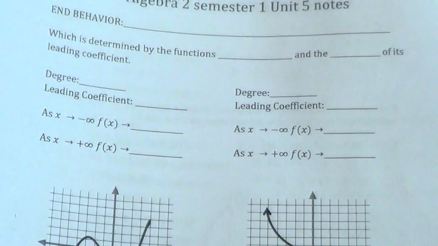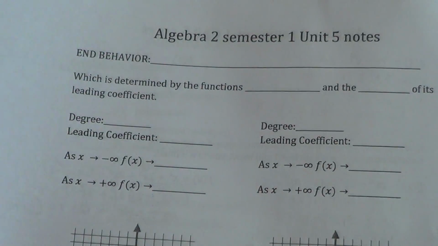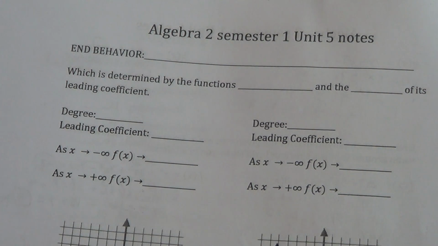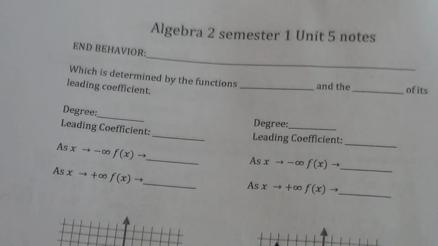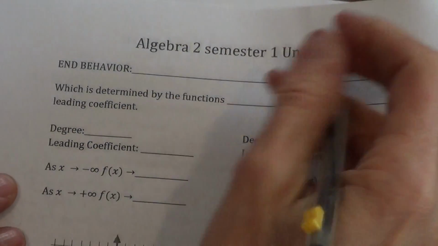Okay. Now we'll go to page 3. On page 3, you see up at the top, we're talking about end behavior. End behavior is on a graph. We're really talking about how the graph ends as it approaches infinity. To the right, positive infinity, and to the left, negative infinity. So that's what end behavior means.